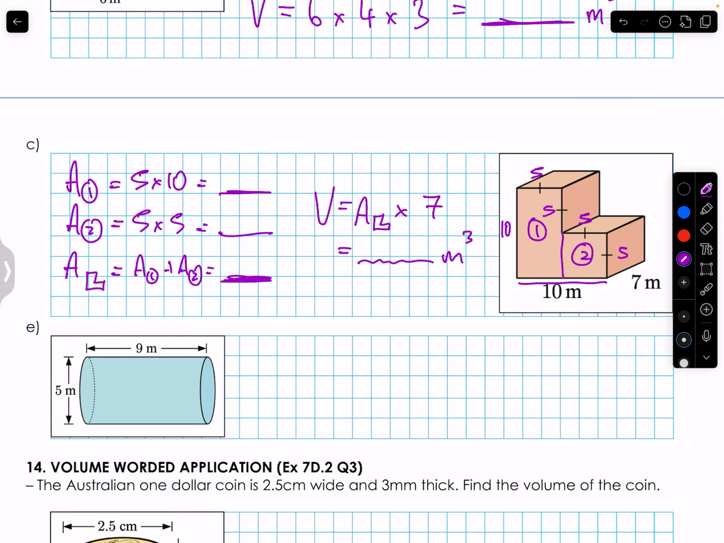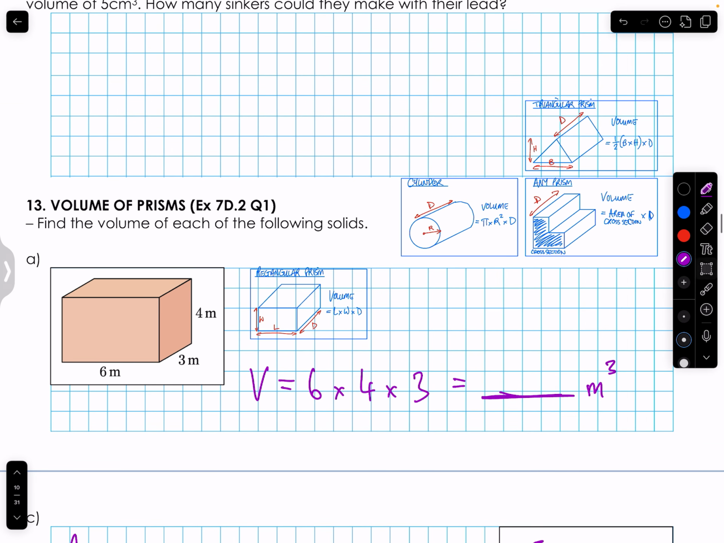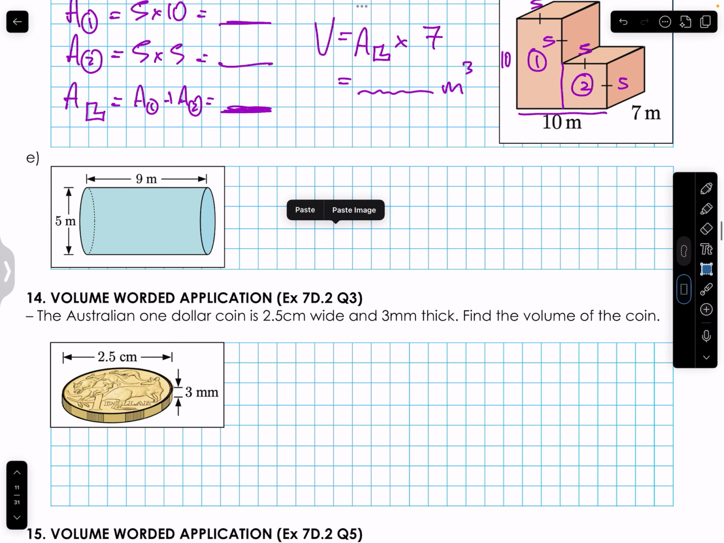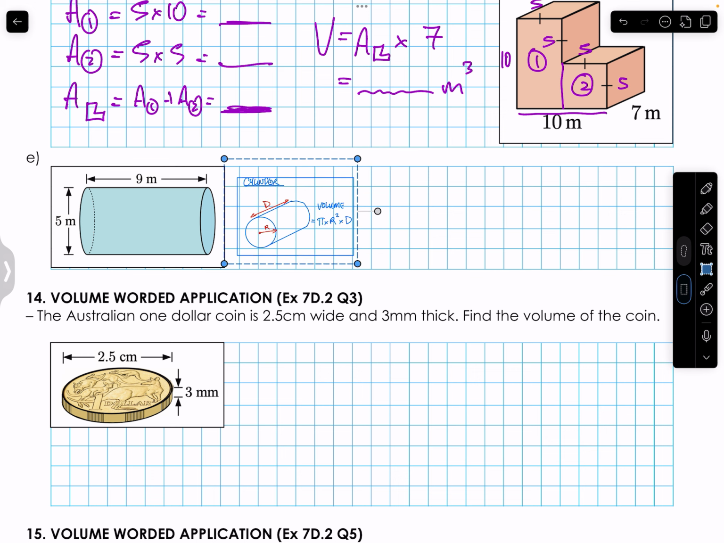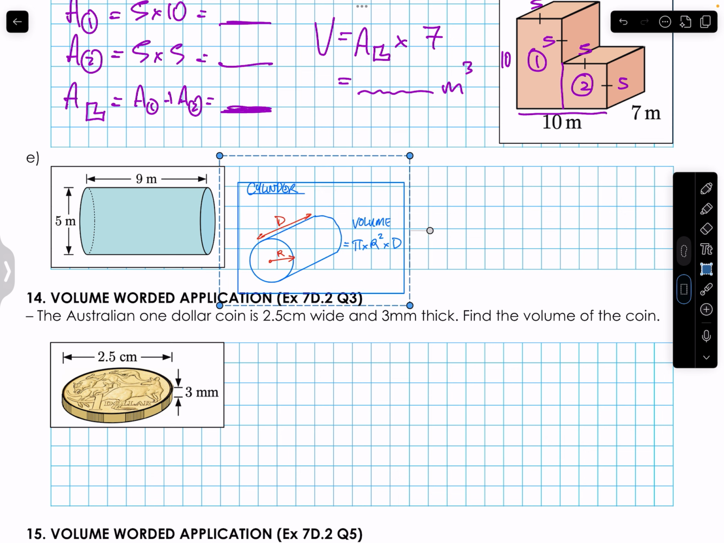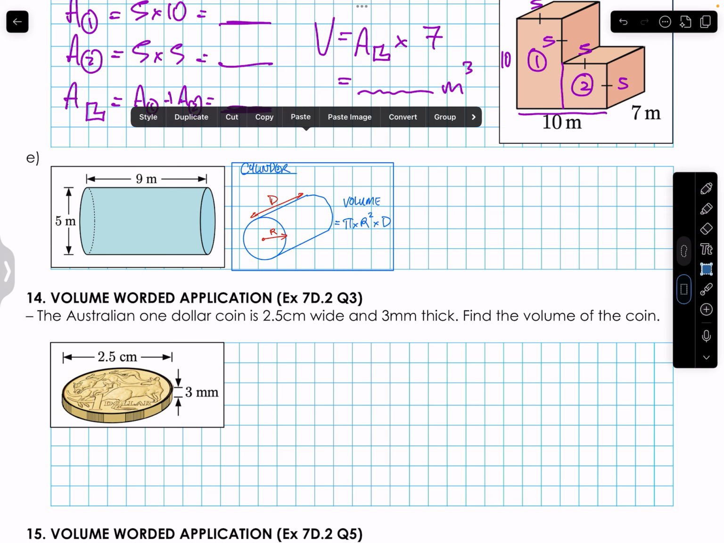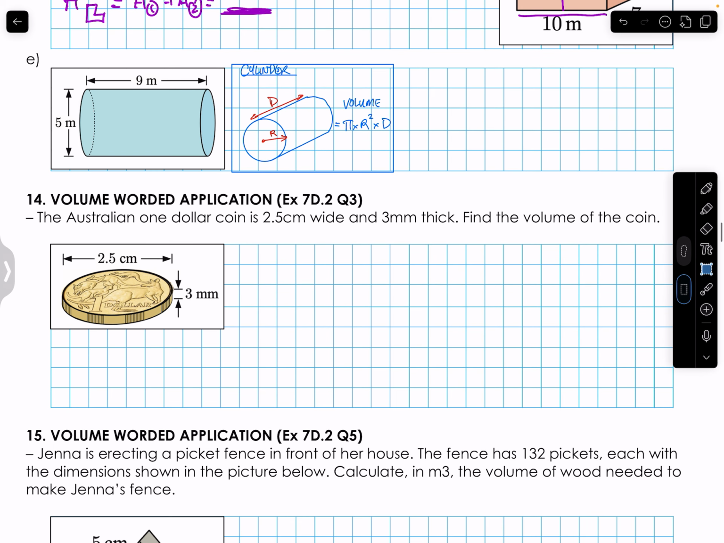So you just find that. Lastly, here you've got a cylinder. So how do you find the volume of a cylinder? It is that formula there. So you fill in what you know from the picture to find the volume of that cylinder there. Okay, then you got some worded applications here. That's going to be a cylinder.